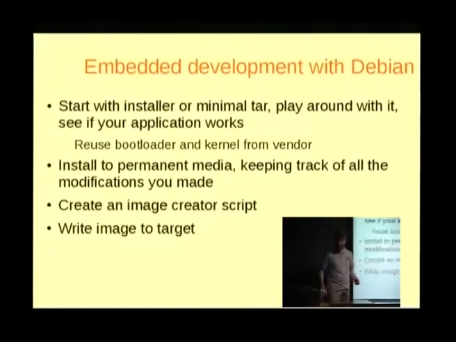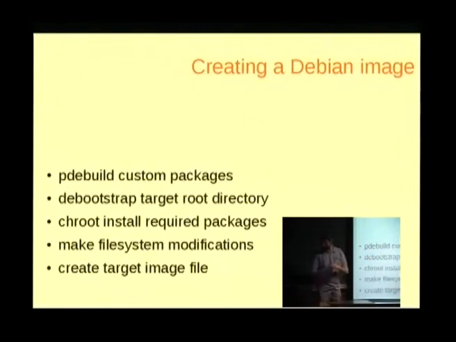And of course, once it goes to production, you need to make something that can write the image to the target. So, creating a Debian image. This is the easy way. That's basically when you go to an x86 and your development host is also an x86.